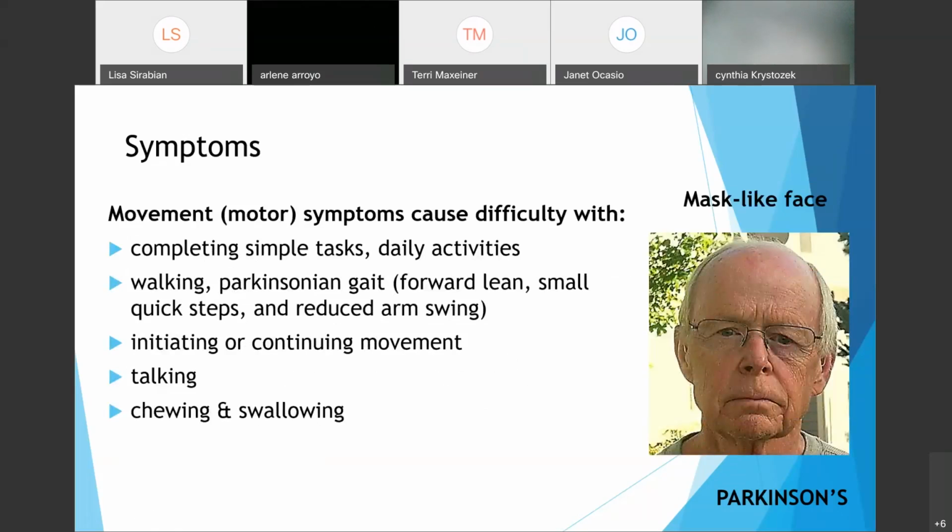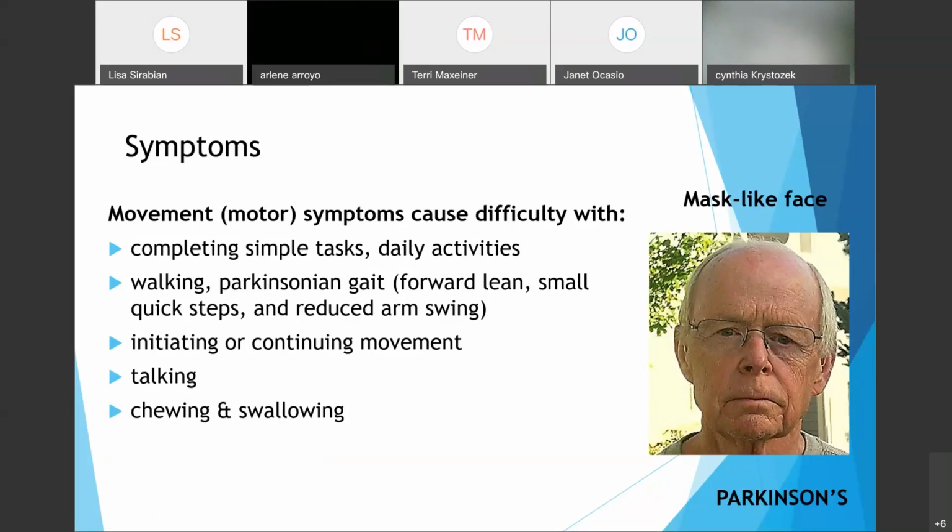So these motor symptoms can cause difficulty with completing simple tasks and daily activities, walking. They have a pretty characteristic Parkinsonian gait. We see them leaning forward, taking small, quick steps, and a reduced arm swing. It's a pretty characteristic sign. Initiating or continuing movement, talking, chewing, and swallowing can be a problem.